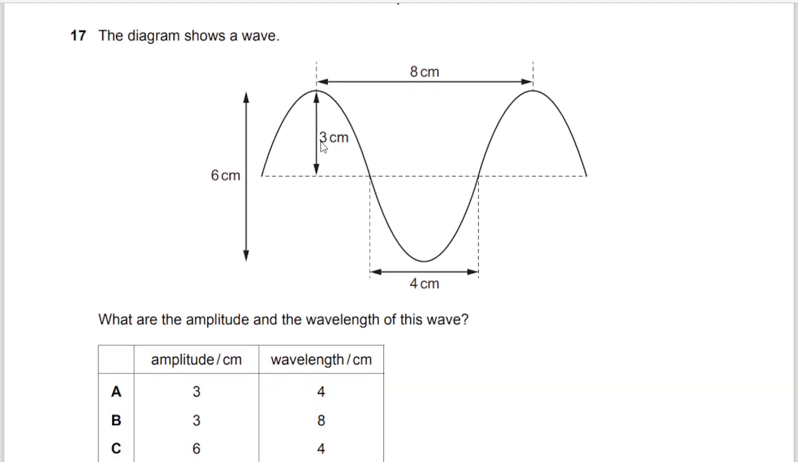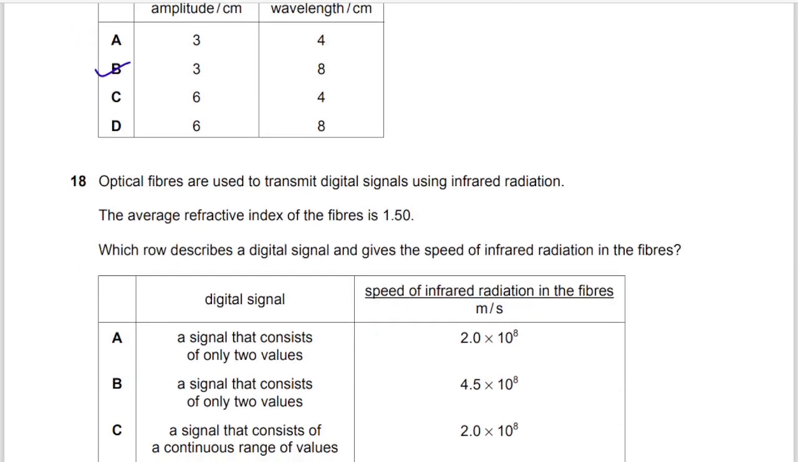The diagram shows a wave. We have to tell which is the amplitude and what is the wavelength. So amplitude is the maximum height, which is this, which is 3 centimeters, and wavelength is the length of one wave. So one wave is basically, I always say, it's 4 parts. So 1, 2, 3 and 4. So this is the wavelength, which is 8 centimeter. So 3 and 8 is the correct answer. So correct option is B.